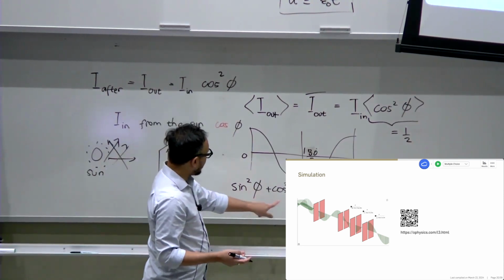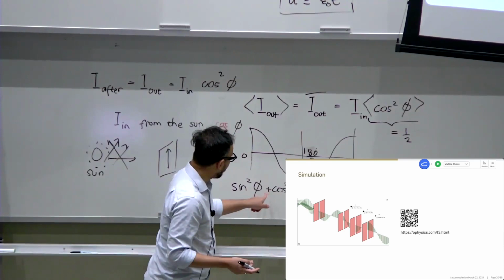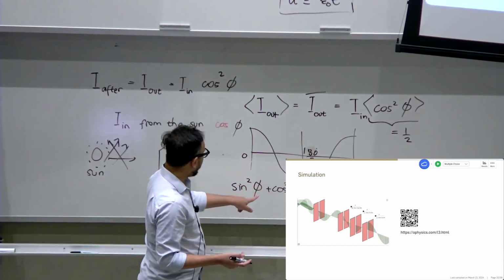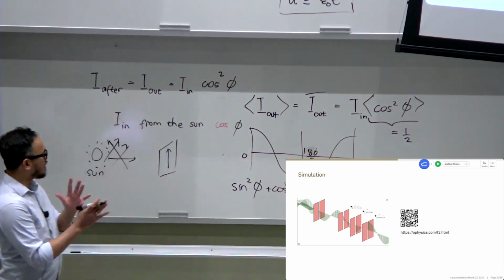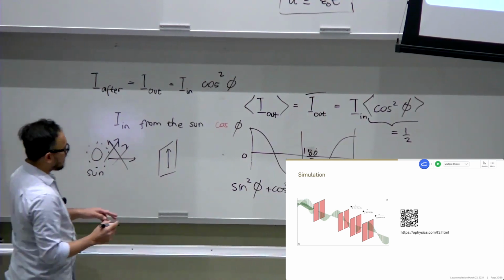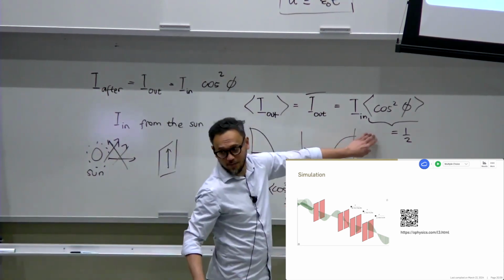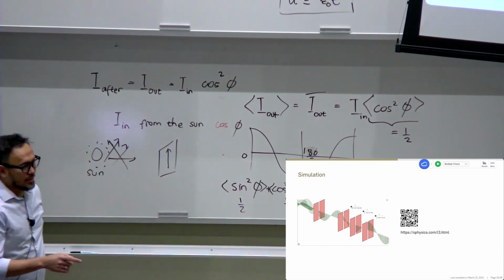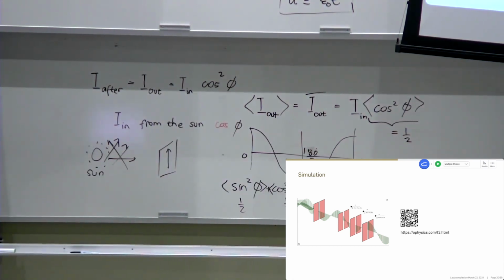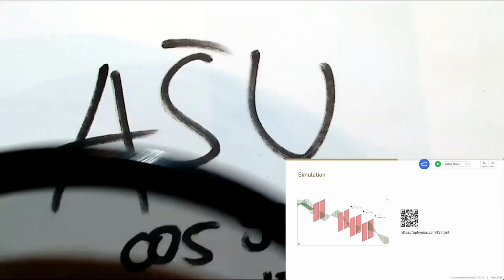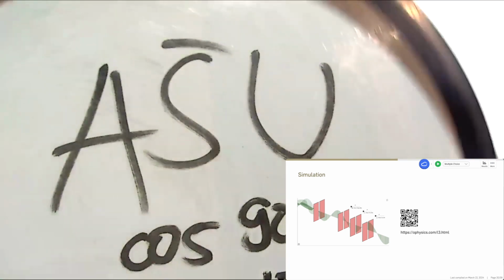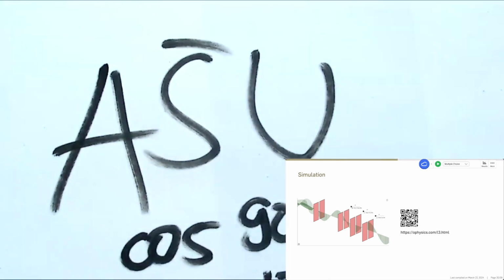Since sine squared and cosine squared, if you add both of them, is equal to 1, and they are symmetric if you shift by 90 degrees, then the average of sine squared is 1/2, and the average of cosine squared is 1/2. So this one is 1/2. That's the reason why when we put in one polarizer, we lose half of the signal, no matter how I align the polarizer. But after the first polarizer, the light is already polarized. Then the intensity of the output light is a function of the angle between the polarizers.